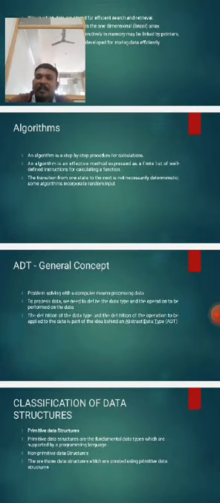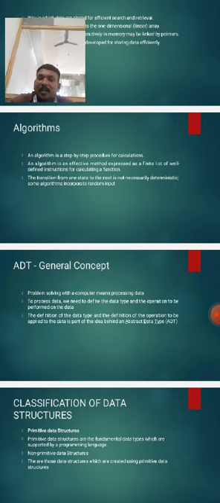Next, what is an abstract data type? That is ADT. Abstract data type is one of the data structures. Problem solving with the computer means processing data. To process data we need to define the data types and the operations to be performed on the data. The data structure is a store of organized data types and the operations applied to them, and this idea began with abstract data types.